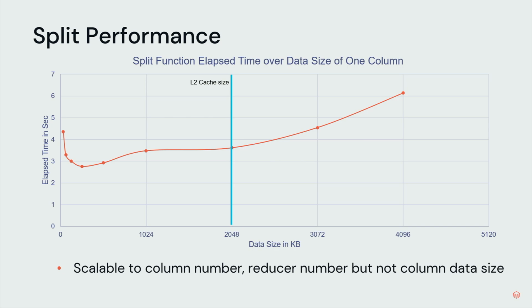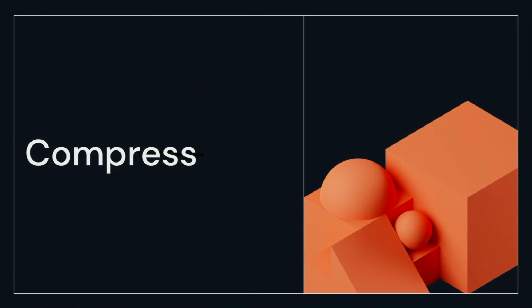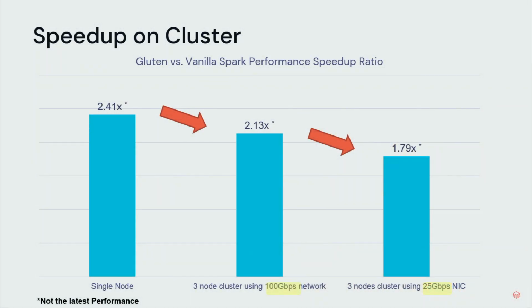This is the split function. And after the split function, let's take a look at the compression. What makes compression important is that it's not only the compression time, but also the compressed size. Here we can see that on a single node, we can get 2.4 times better performance. There is no I/O bottleneck; there is a shuffle, but no network access. And this 2.4 is from the older data.